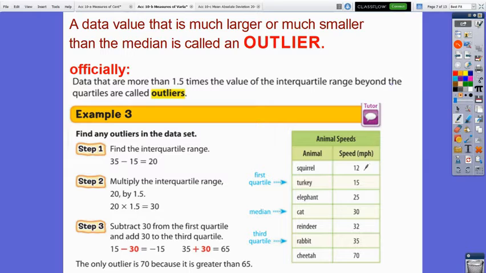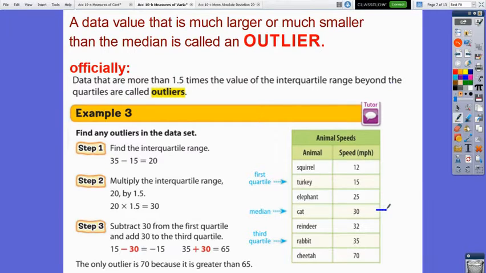you have to find the median, put all the numbers in order, which these are already in order for you, and that's why they show you that the median is this middle number, the cat, right? Your first quartile, then there's 3 numbers in the first half, so your first quartile is 15. Your third quartile is the middle of the upper 3 numbers, so that's 35. So 35 and 15 are your third and first quartiles, means the interquartile range is 20, 35 minus 15.